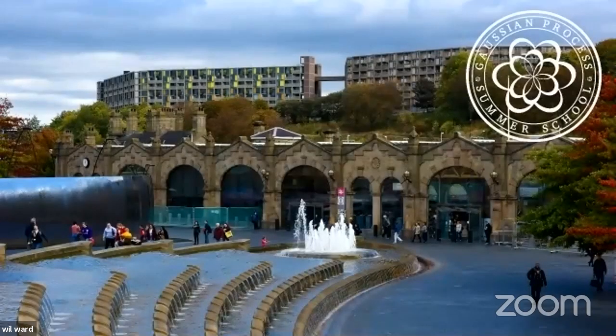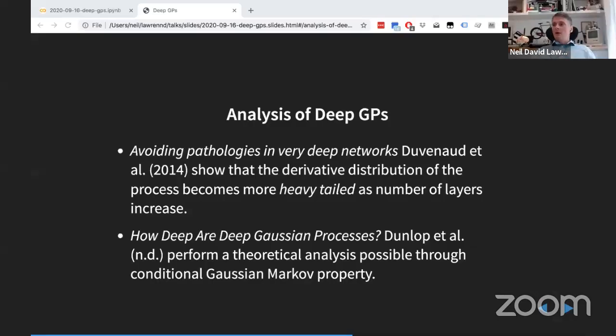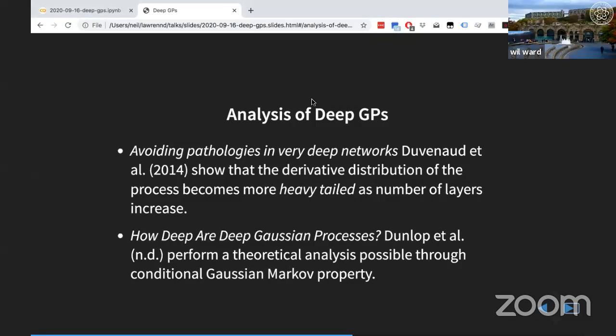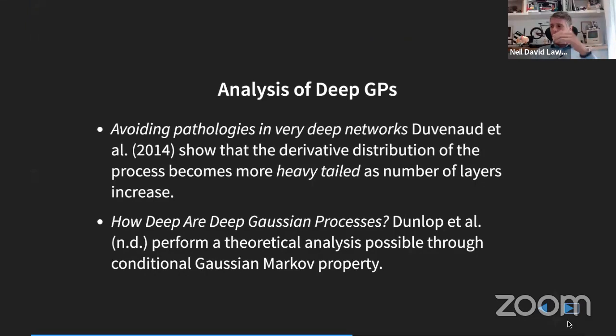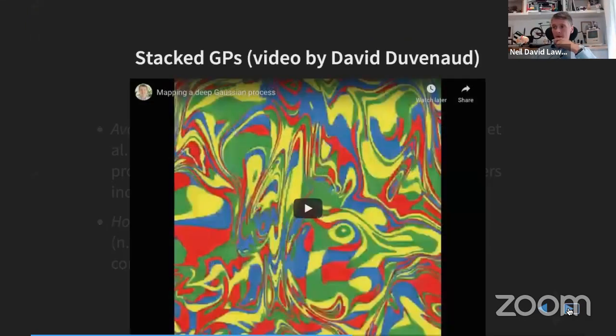Other questions? I think it's working again now, so I'll reshare. I'll let you go on because I'm saving a few questions for the end, so I'll let you do the slides. I'm going to quickly finish, because I do like it when we get lots of questions. Have I shared the right screen? It's the analysis of deep GPs slide. Perfect, yep. Sorry, Zoom sometimes doesn't give you great clues.